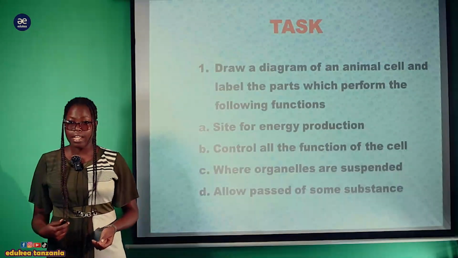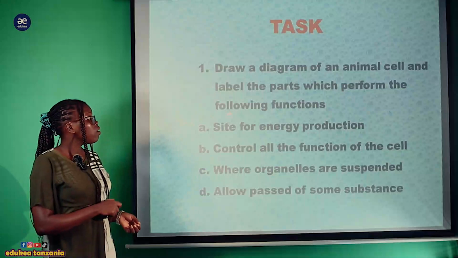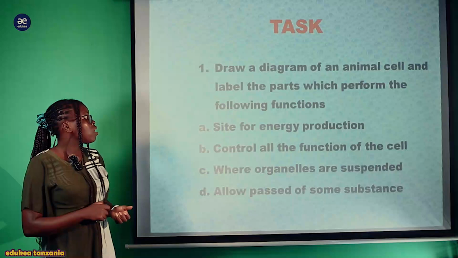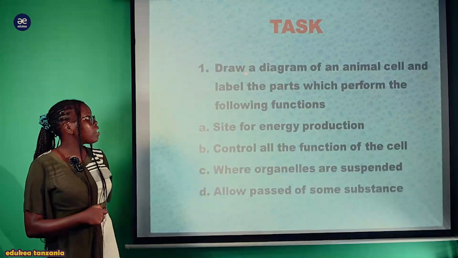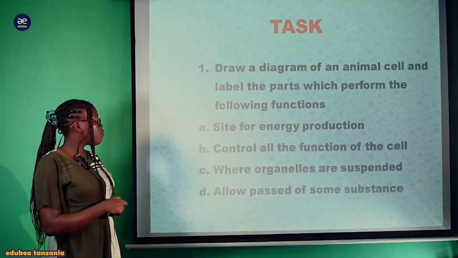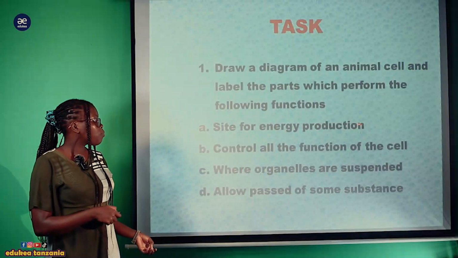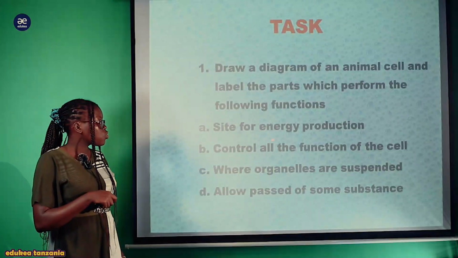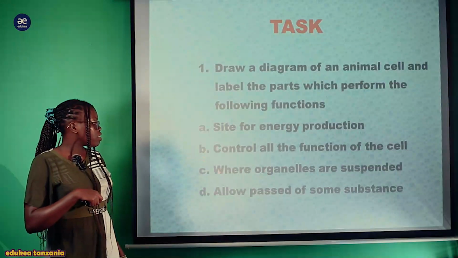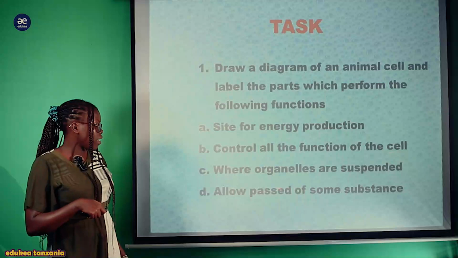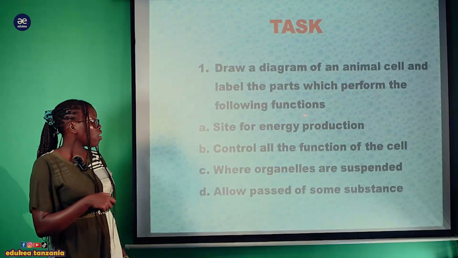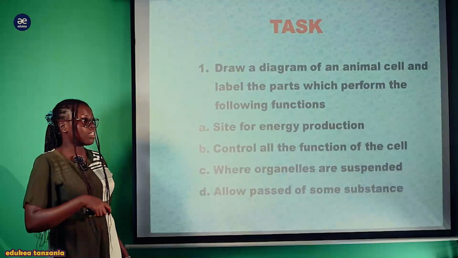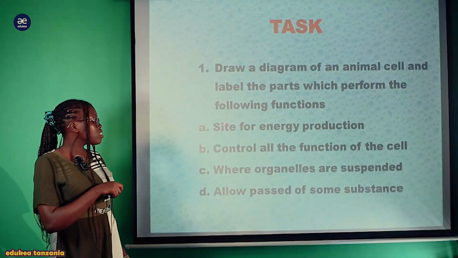Draw a diagram of an animal cell and label the parts which perform the following functions. A. Site for energy production. B. The site that controls all functions of the cell. C. Where organelles are suspended. D. Allows passage of some substances. While you are labeling, you have to use the symbols A, B, C, and D instead of writing. You have to show the structure which is the site for energy production, the one which controls all functions of the cell, C, where organelles are suspended, and D, which allows the passage of some substances.